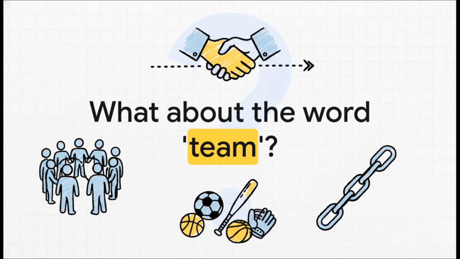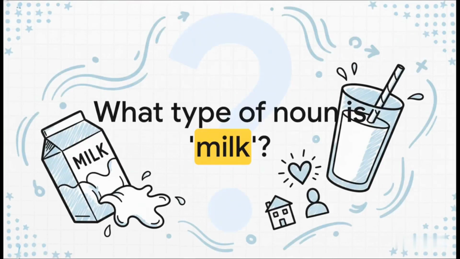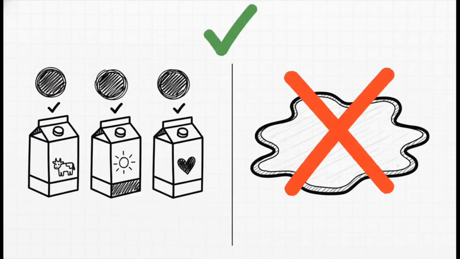What about the word team? Yes, it's a collective noun. It's one word that stands for a whole group of people. Absolutely perfect. And for our final question, in this little quiz, what type of noun is milk? You got it. It's an uncountable noun. You can count cartons of milk, sure, but you can't count the milk itself.